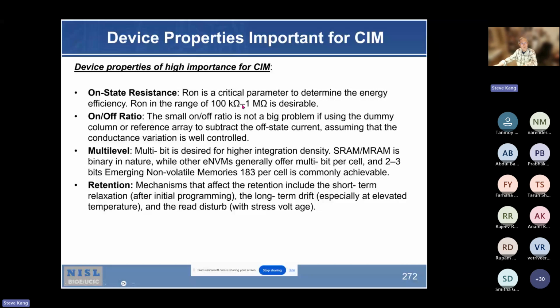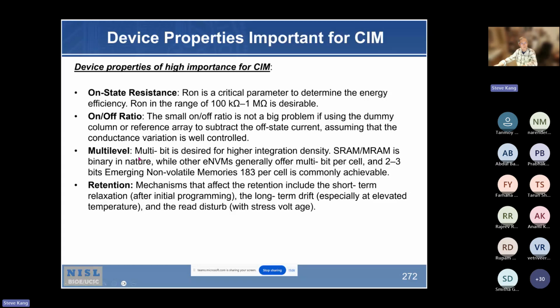On-off ratio: the higher the better. A small on-off ratio is not a big problem though, if you're using a dummy column or reference array to subtract the off-state current. So there's some adjustment. If you do that, it can be overcome.